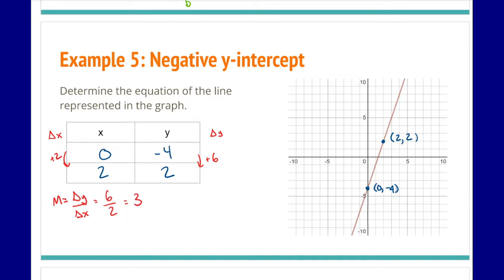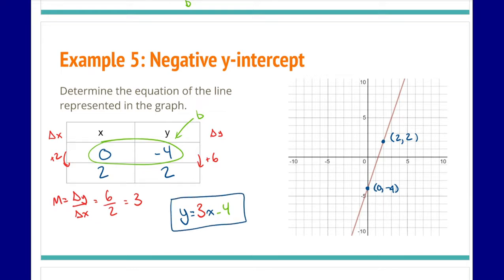I can also find my b value. I can see it in the table, I can see the x value is 0. I can also see it from the graph as well. So now I can write my equation. y equals 3x, plus, or not plus, sorry, minus 4.